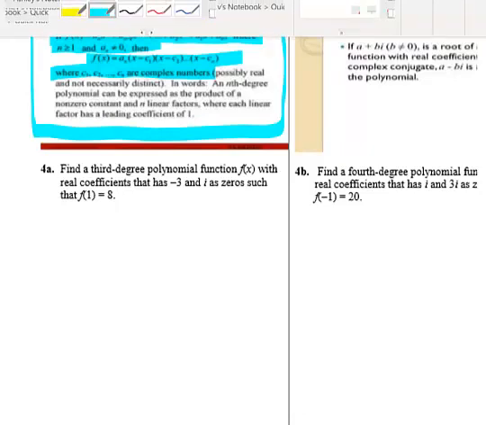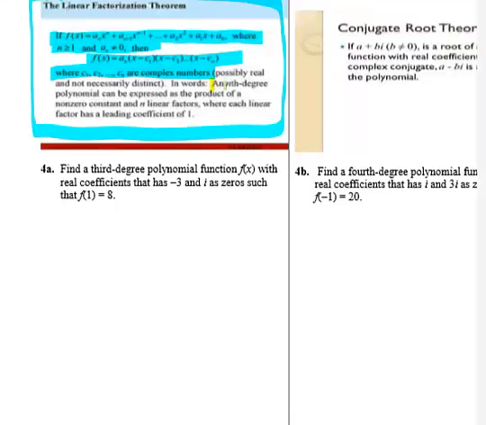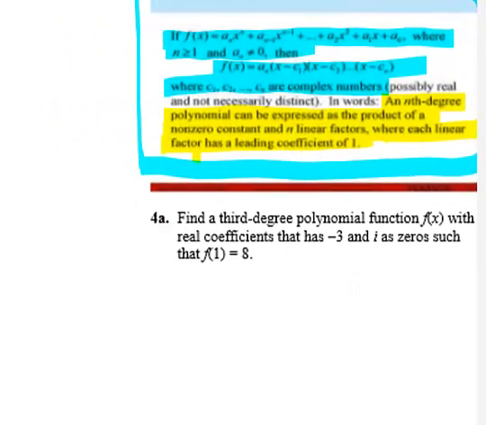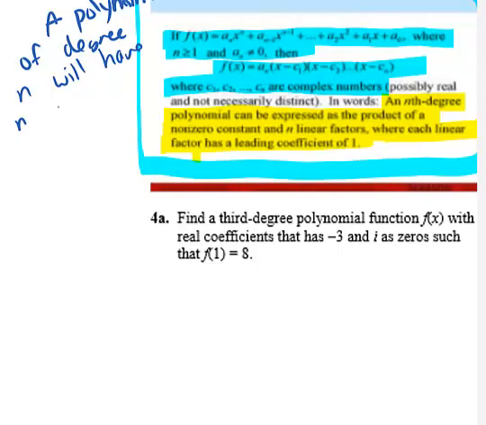But really what all that means is, I think the yellow highlighted part that we're going to highlight is more important. An nth degree polynomial can be expressed as the product of a non-zero constant and n linear factors, where each linear factor has a leading coefficient of 1. So in other words, a polynomial of degree n will have n factors. Will have n zeros. That's pretty much what this says. A polynomial of degree n will have n linear factors.